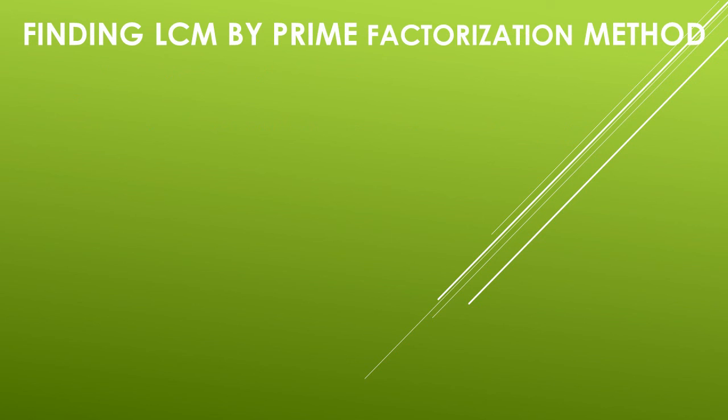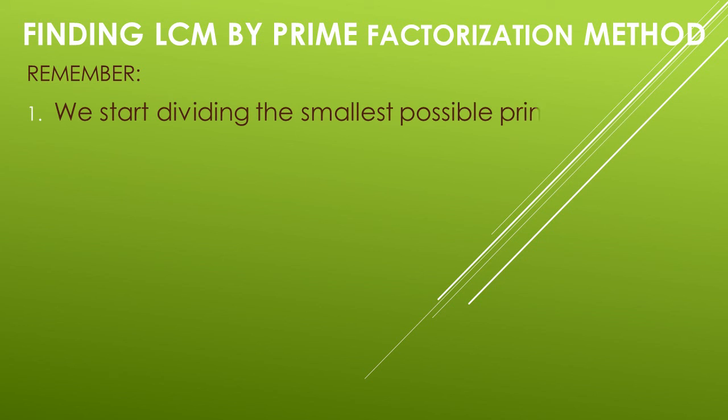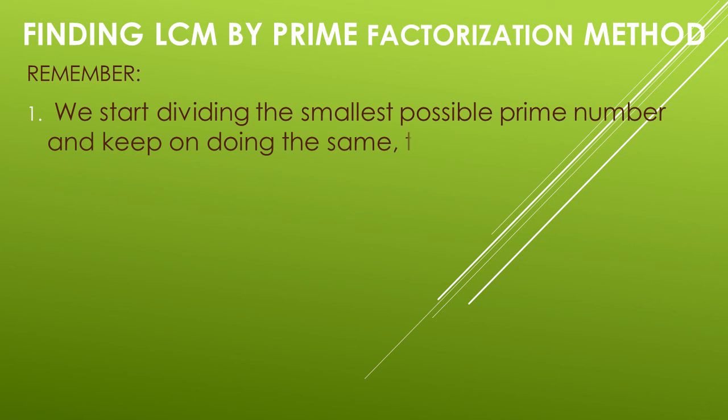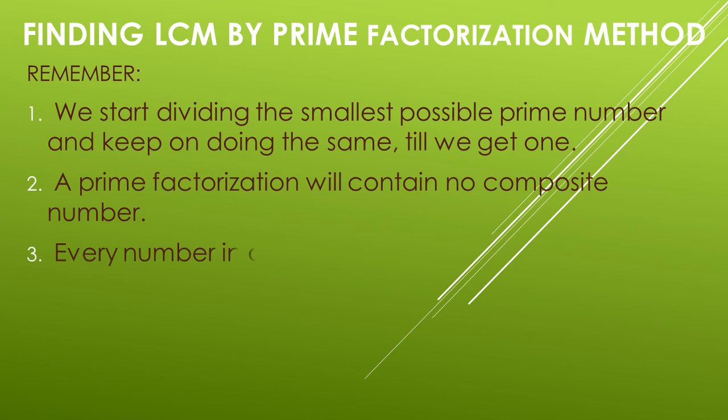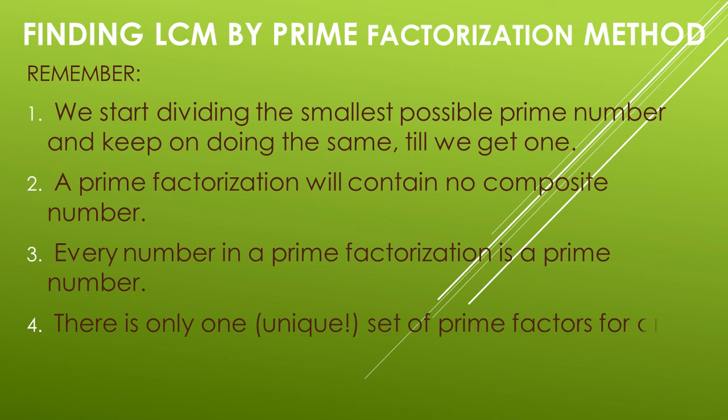Our next topic is finding LCM by prime factorization method. In this method, you have to remember some important points. Number 1. We start dividing by the smallest possible prime number and keep on doing the same till we get 1. Number 2. A prime factorization will contain no composite number. Number 3. Every number in a prime factorization is a prime number. Number 4. There is only one set of prime factors for any number.